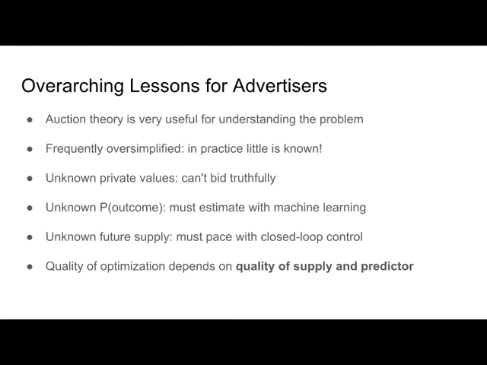And so you have to pace with some sort of closed loop control system. And pretty much no matter the scenario for what your goals and constraints are, the quality of your outcome will depend on the quality of the supply that you have and the quality of your predictor. As computer scientists, we can work pretty hard on the predictor, less hard on the supply. Let me dive into the supply piece of that a little bit.